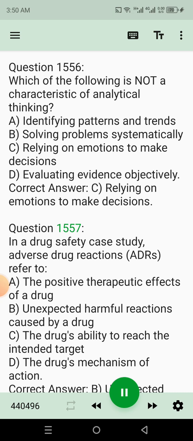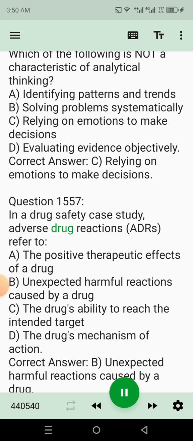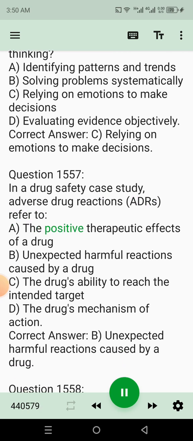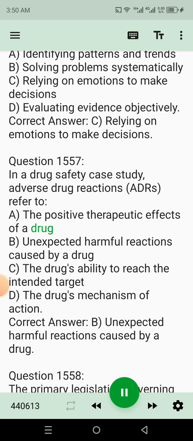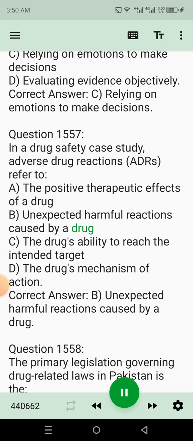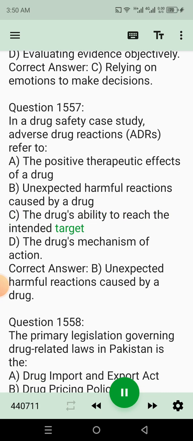Question 1557. In a drug safety case study, adverse drug reactions (ADRs) refer to A. The positive therapeutic effects of a drug. B. Unexpected harmful reactions caused by a drug. C. The drug's ability to reach the intended target.